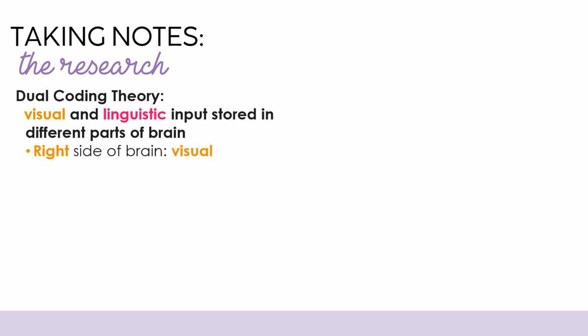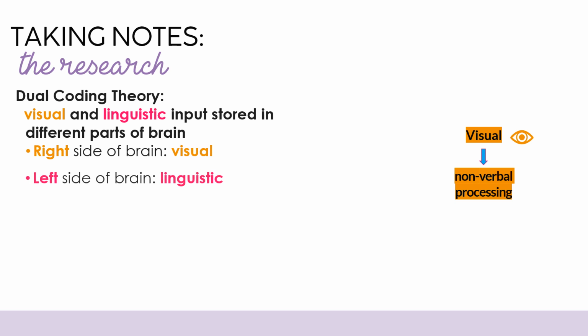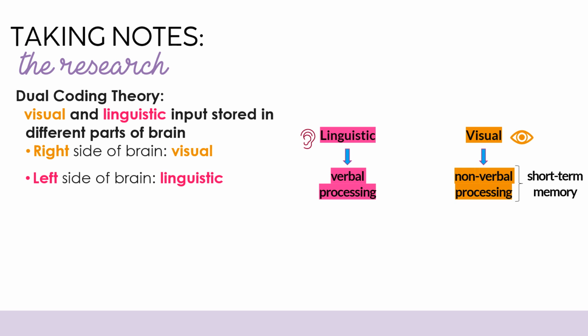The right hemisphere is the visual part, and the processing there is nonverbal. And the left side is the linguistic or logical part. This processing is verbal. The 2 sets of information are processed independently in short-term memory, but we want math concepts in long-term memory. So the theory says that we can increase the chances of information being retained and converted to long-term memory by building connections between the 2.